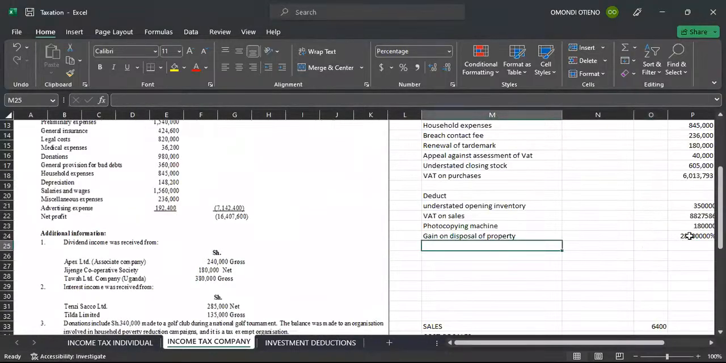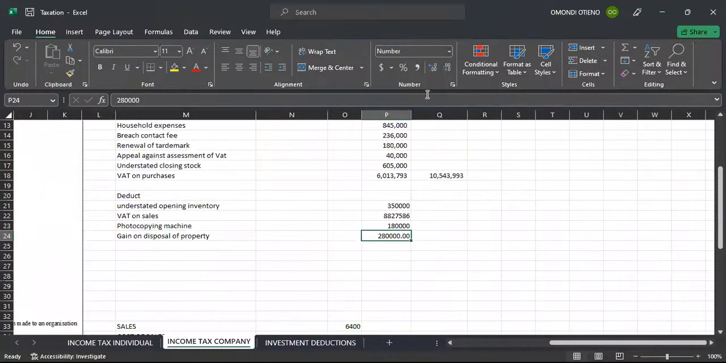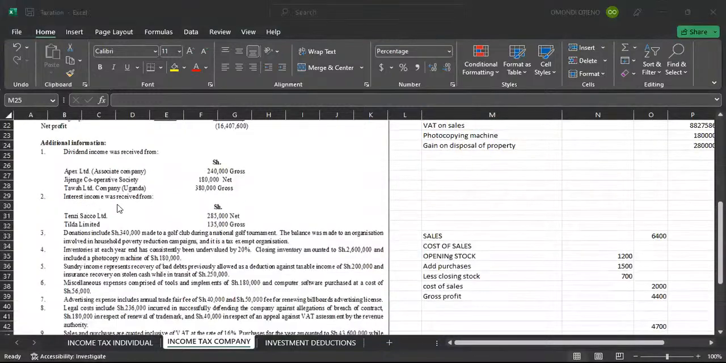So let's get back to this place. Any other item that is remaining there, which we need to deduct, within the data given? Let's check the additional information given to us up here.